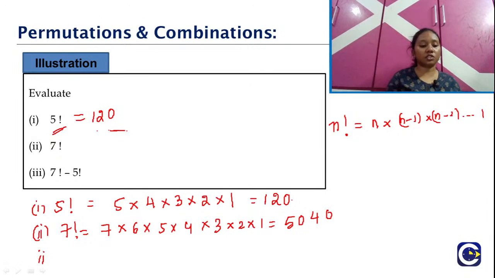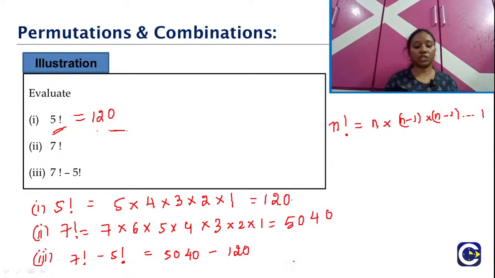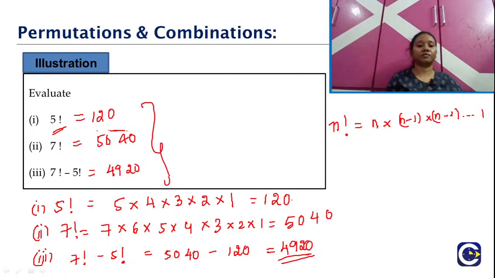Once we have our first two bits, the third one is simply using the first and second: 7 factorial minus 5 factorial. The value of 7 factorial is 5040 minus 5 factorial, 120, which will be 4920. So here we are just evaluating the values. The value of 5 factorial is 120, 7 factorial is 5040, and 7 factorial minus 5 factorial is equal to 4920. That's all.